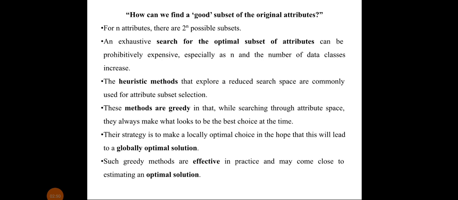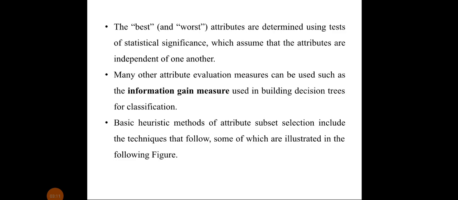These methods are greedy in that, while searching through attribute space, they always make what looks to be the best choice at the time. Their strategy is to make a locally optimal choice in the hope that this will lead to a globally optimal solution. Such greedy methods are effective in practice and may come close to estimating an optimal solution.